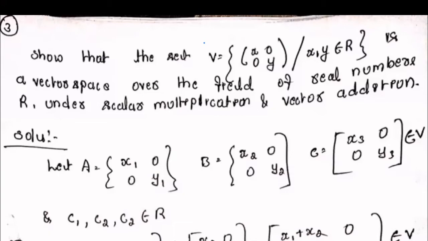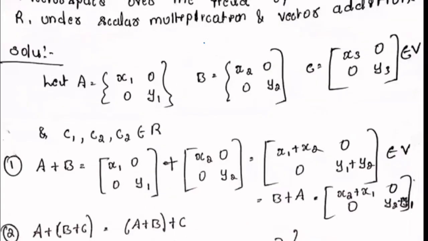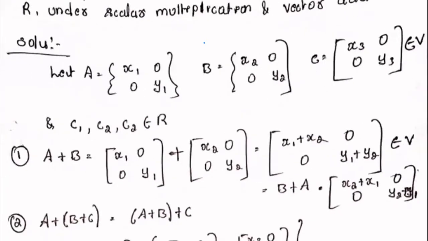So you should find out whether V is a vector space. How do you find out whether V is a vector space? The very important thing is you should satisfy all the 8 conditions. If this satisfies all the 8 conditions, then it becomes a vector space. First, we'll take that. Let's consider a vector. They have given the pattern as [x 0; 0 y].